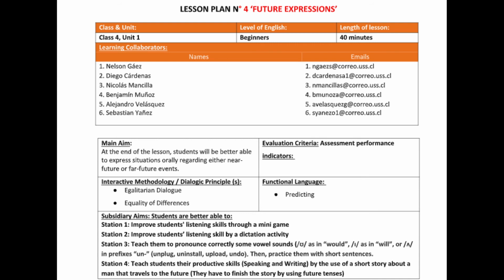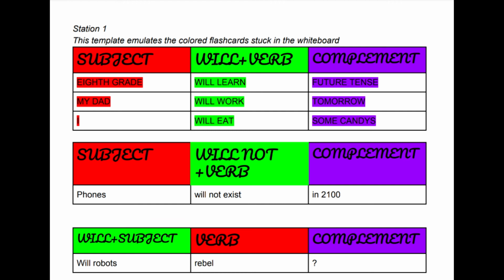For the first station, the skill is writing using the Suggestopedia method. So students are formed into a horseshoe and introduced to the simple future tense through colored flashcards, so they feel close and learn more effectively, as teacher and students are closer to each other.